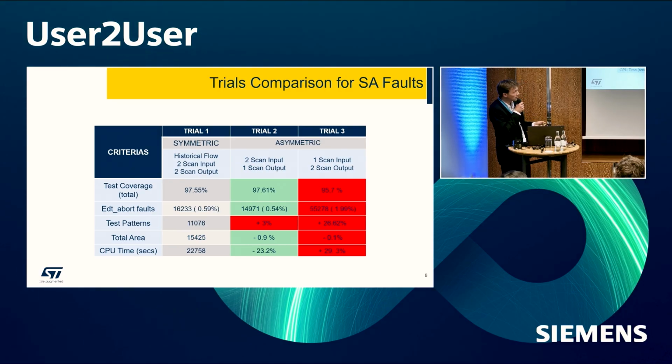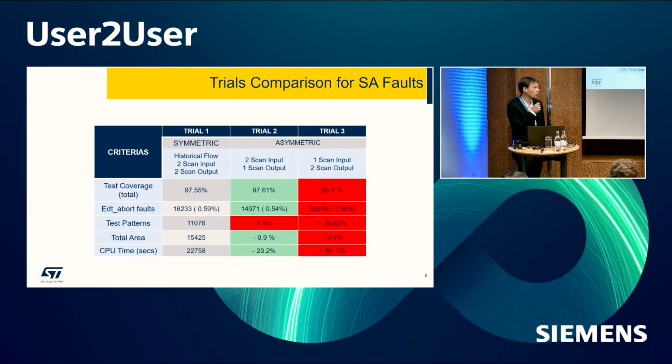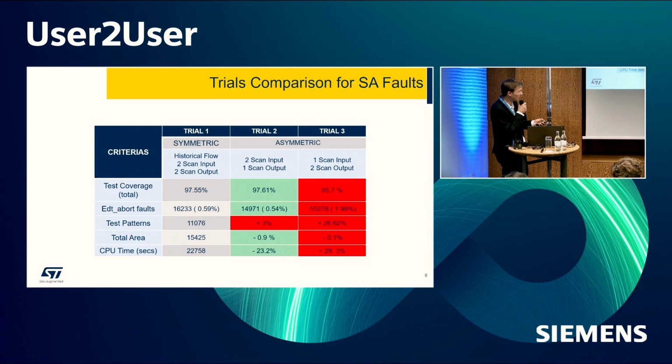The other asymmetric implementation with 1-channel in and 2-channel out was actually worse. We got less coverage, higher pattern count. Well, I guess slightly better on one metric. Sorry for the color coding here, it should have been marked green, but it was a little bit better, and higher runtime. So definitely, they will try to use more of the first kind of implementation.